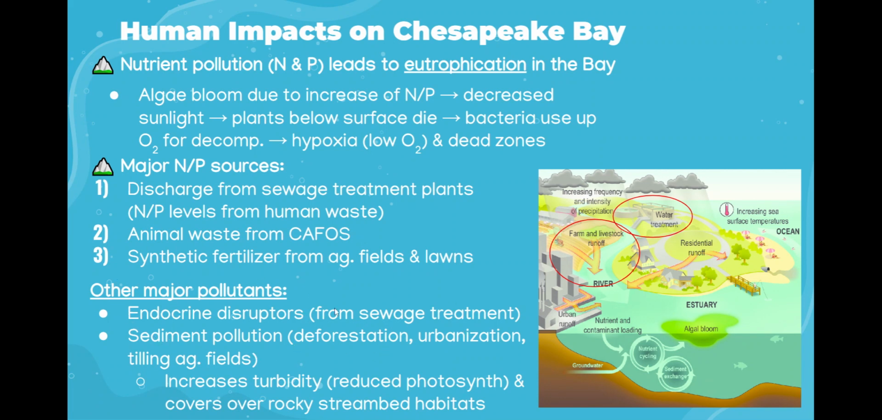Sediment pollution, deforestation, urbanization, and tilling are all going to pollute the sediment, which is going to run off into local waterways and increase the turbidity. Again, turbidity is the cloudiness or the clarity of the water, okay? And it covers over rocky stream habitats.